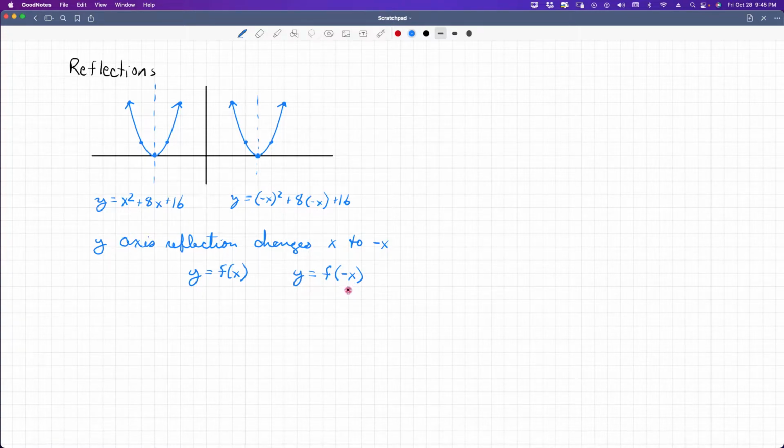All right, what happens when we want to do it up and down, around the x-axis, or about the x-axis? So here's what would happen then. Let me do another one. So this one was about the y-axis. Now we're going to do one about the x-axis.